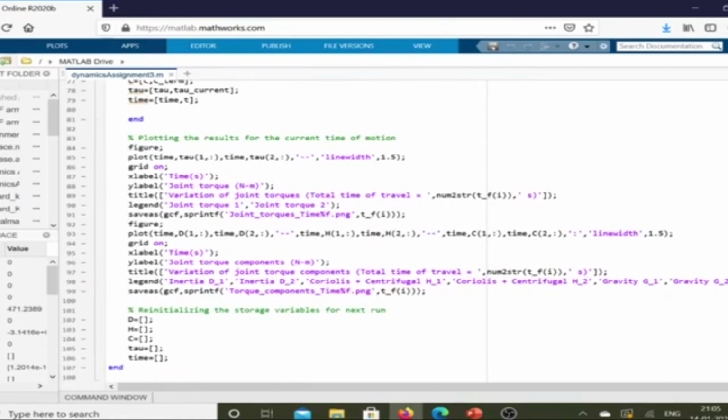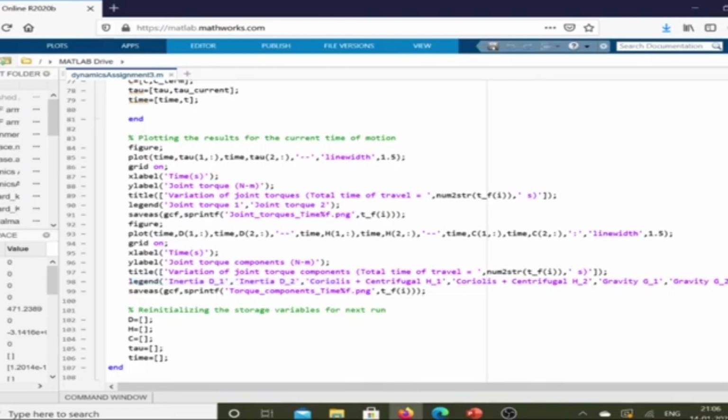How we are plotting is that your x-axis is your time instance, whatever time we have specified. Then it is plotting the joint torque: time versus joint torque, and then time versus your components, which are shown down here: inertia component, Coriolis centrifugal component, and gravity component. And this is for the legend. The legend is basically for writing what each line indicates on the graph.